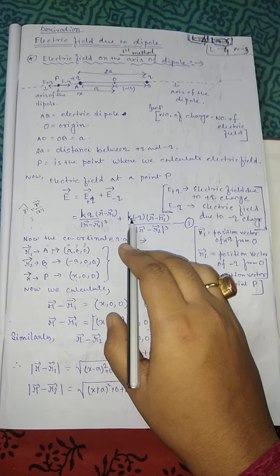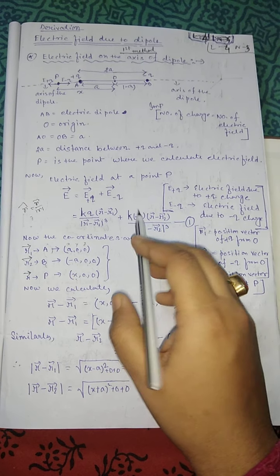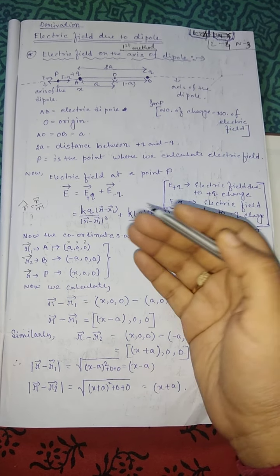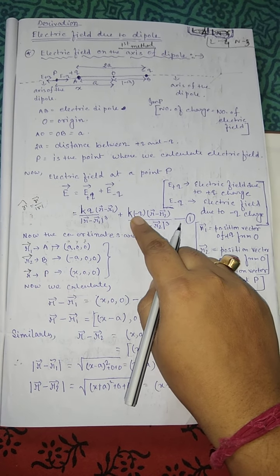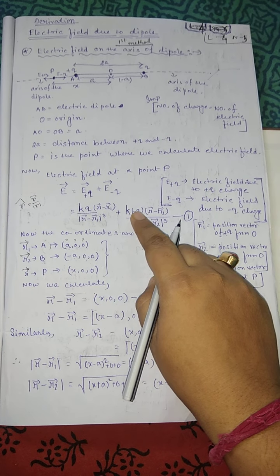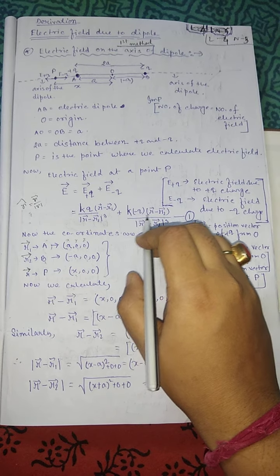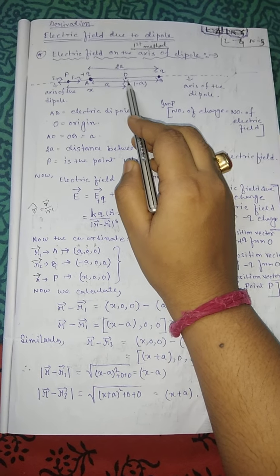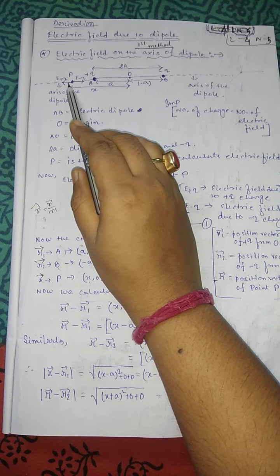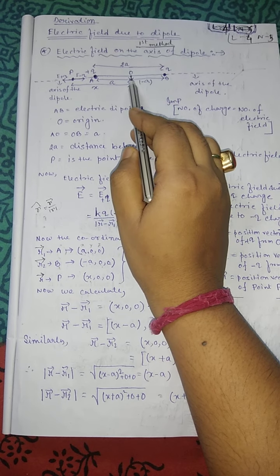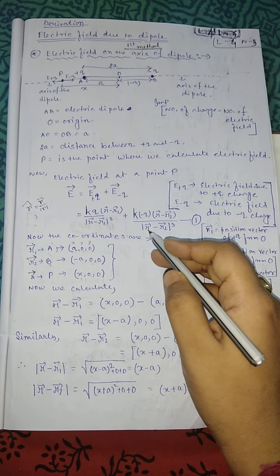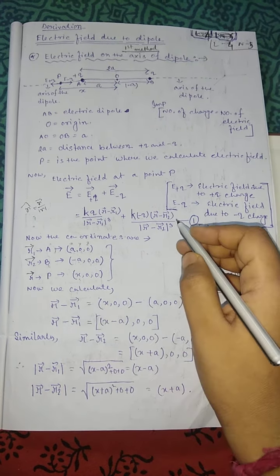Plus similarly here k times minus q. As we studied in the last class, if we consider the vector form, then we use the negative sign also. So k minus q times (r minus r2), this is r, this is r2, divided by the mod of (r minus r2) whole cube.